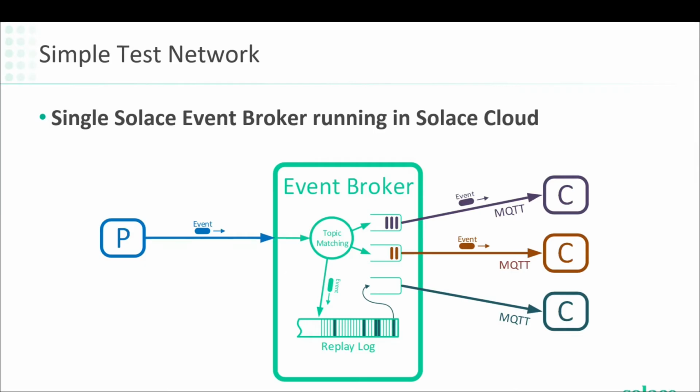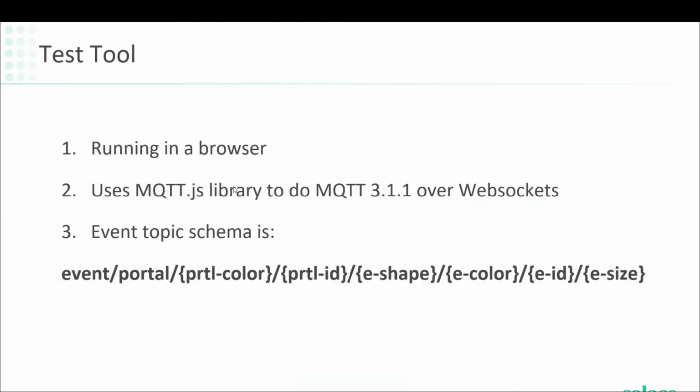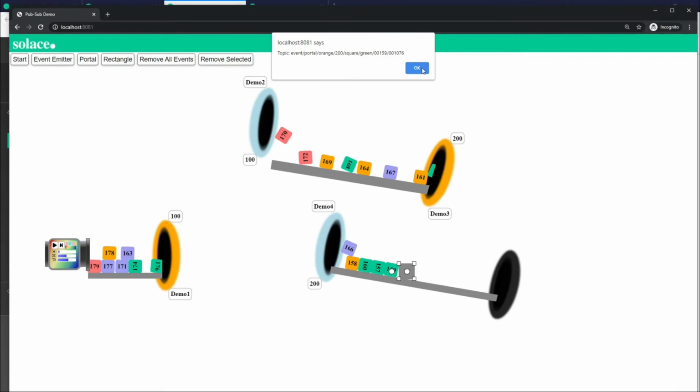In fact, I can show you in my presentation here. The event schema is just event and portal are fixed. Then we have the portal color, the portal ID, the event shape, color, ID of it, and its size. So I can select with a subscription on any of this information and control where those events go. So that is my quick demonstration of the tool.